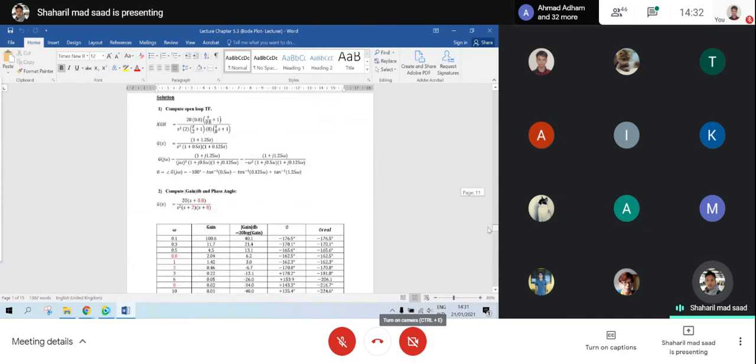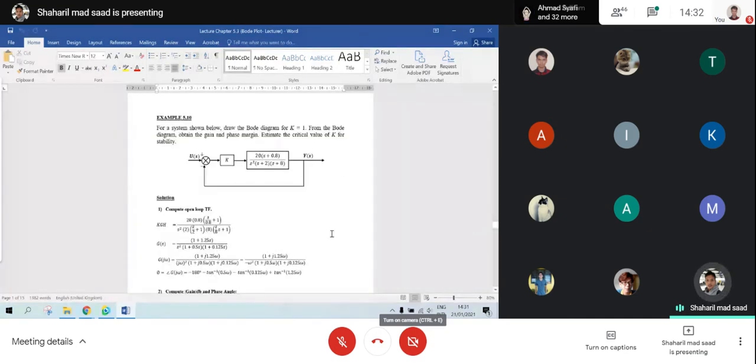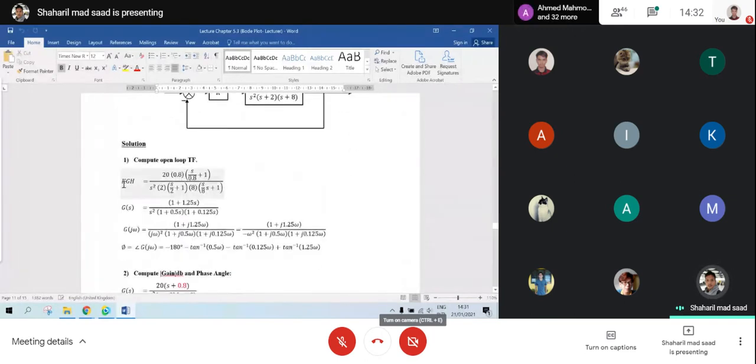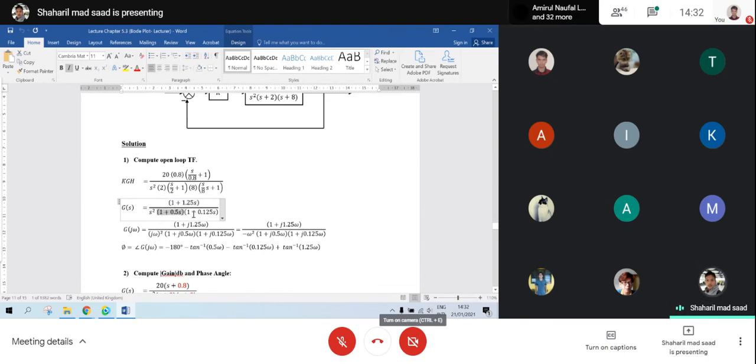Okay, example 5.1, for example like this one. First of all, you need to find the KGH. After that, you get G(s) equal to KGH. So that means there are 4 line asymptotes: 1, 2, 3, and 4. I repeat: 1, 2, 3, and 4. For example, this one.